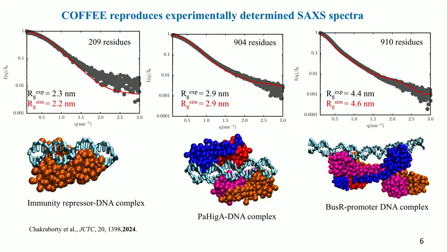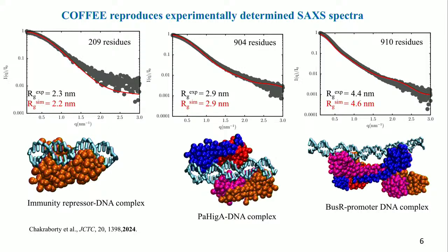So how does this coffee actually perform when we consider different DNA protein complexes of different sizes? We actually considered 3 different complexes of different sizes. Here I show you a comparison of the simulated and the experimental SAXS spectra. The experimental SAXS spectra is shown here as gray circles, and the one that we estimate from simulation is shown as this red curve here.